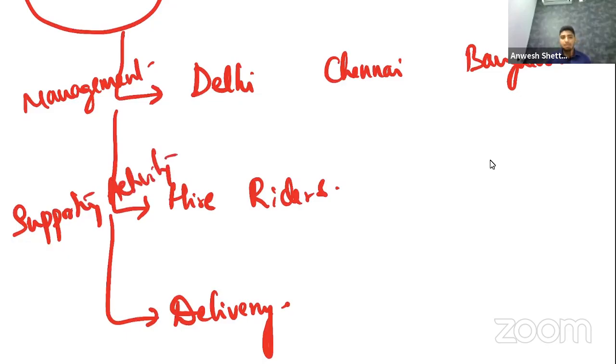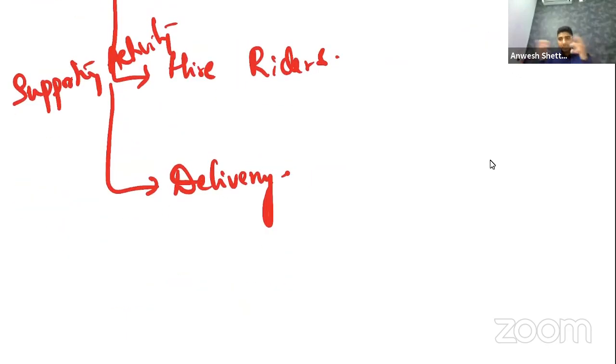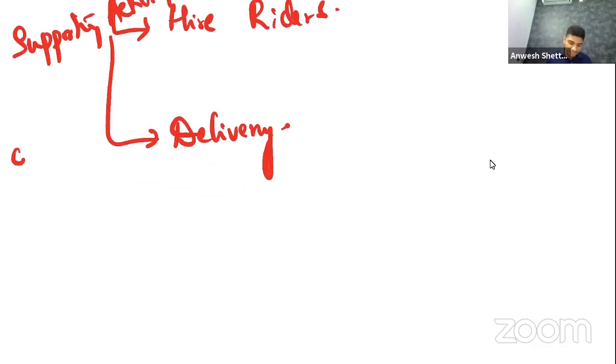The last one is, after employees are hired, the actual money making begins. How does Zomato make money? Zomato makes money by actually delivering the food to the customers. An activity which results in revenue flow to the organization is nothing but the operational activities. So basically there are 3 processes: management process, support process, and operational process.